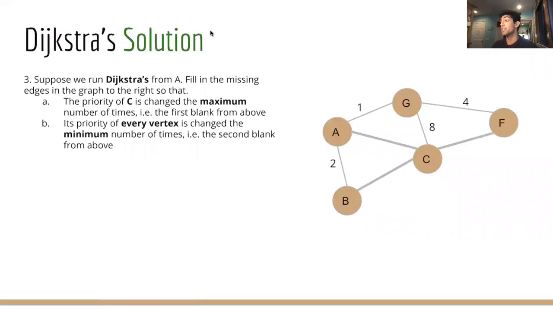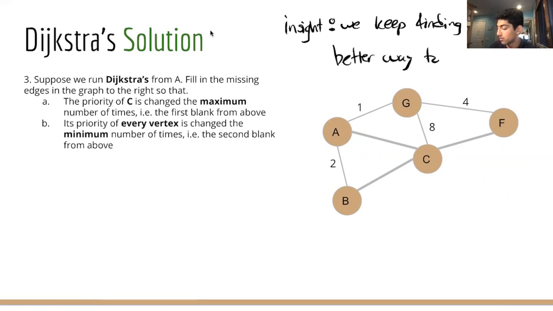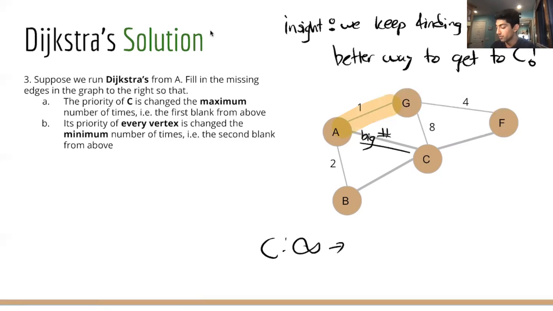So in order for us to change C the maximum number of times, we keep finding a better way to get to C, right? So what that means is that we're first going to visit G. Actually, the first thing we'll do is put C as infinity. And then we're going to set C's priority to be this number right here, which we can set as some big number. Then C's priority is going to be 9.